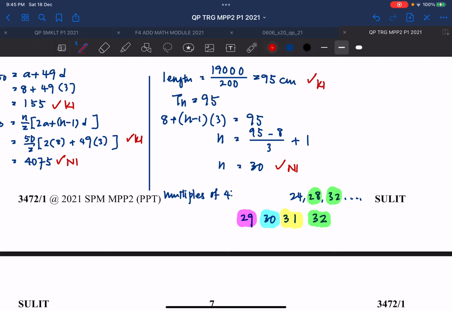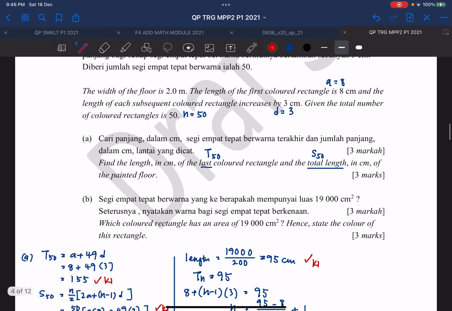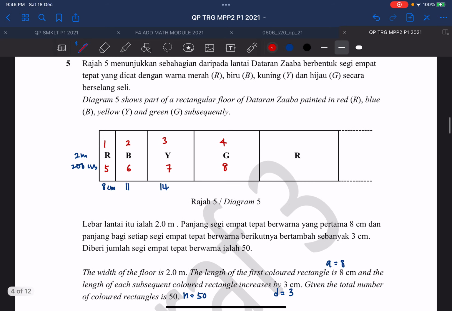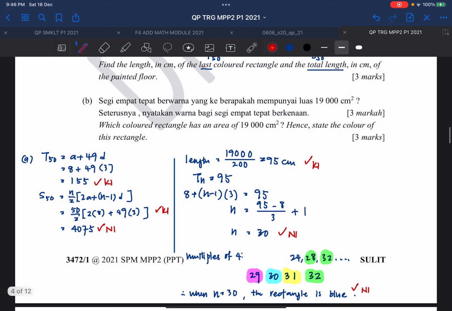So what's the color of mine? 30 should be blue. You no need to explain so much, you just need to write that when n equals 30, the rectangle is blue. When they see blue, they will give you 1 final mark. Okay, that's all for question 5, and we will continue with question 6 later. Thank you.